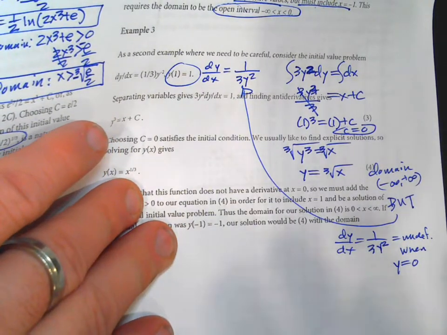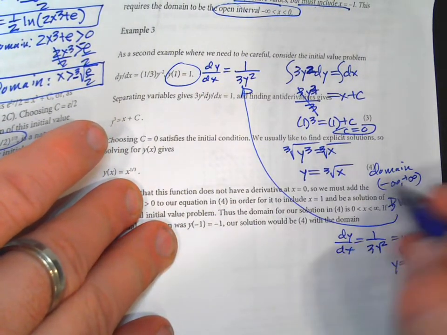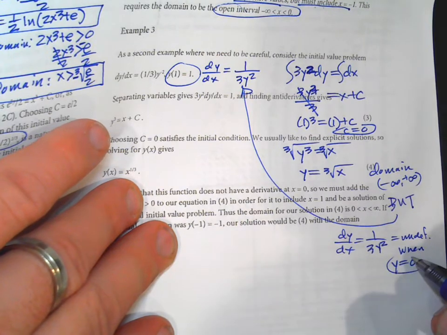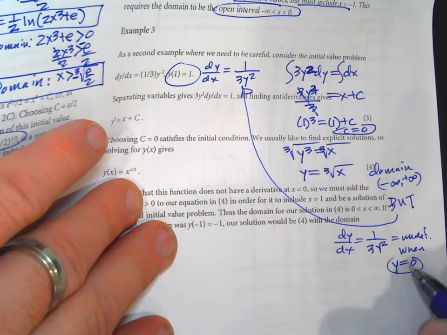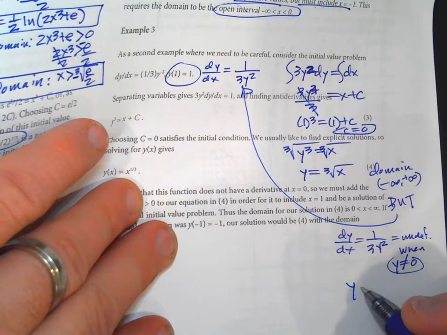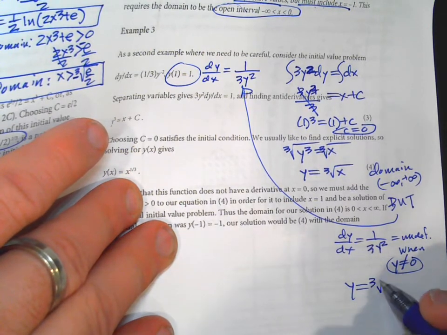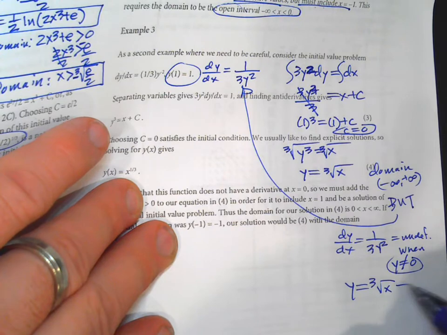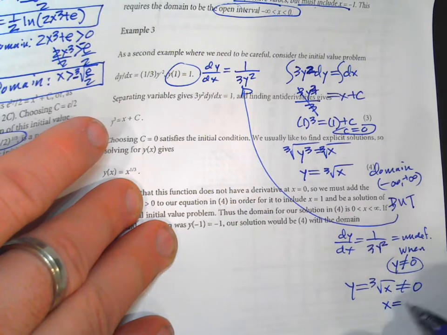The domain is supposed to be x's, so we're not going to break up our domain at 0. This is the y value. We need to figure out what the x value is. This cannot happen, so we just solve for y in terms of x. So this can't be 0, which means that x can't be 0.